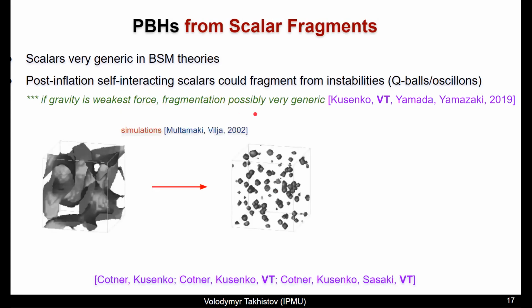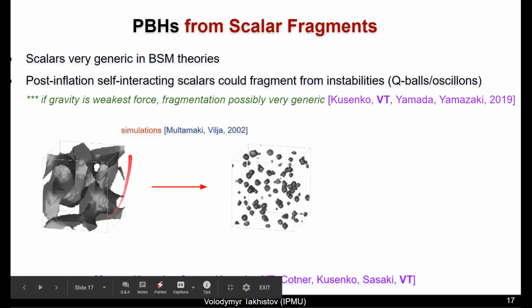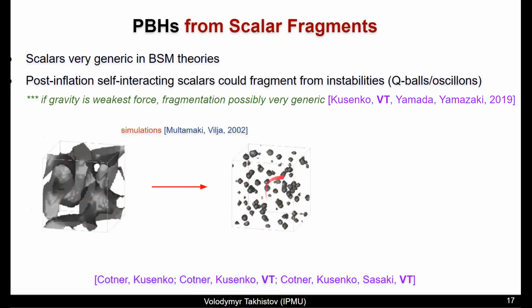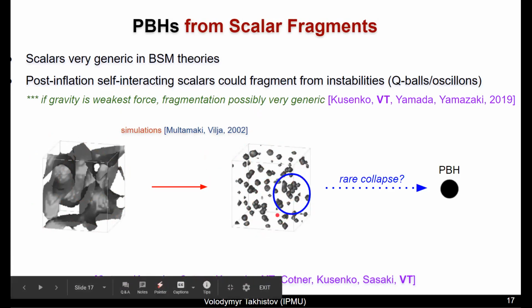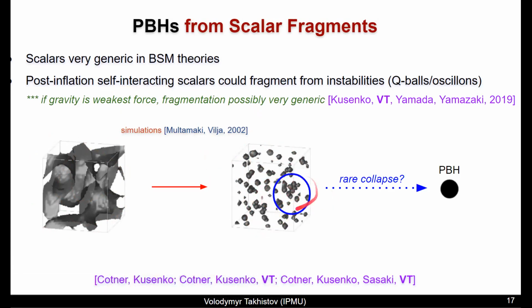Now, the basic idea is that you have some condensate, and then you run your time, and you see there are some stable fragments. And how can you now form your PBH? Well, since this whole process is stochastic, so sort of random, if you have some very lucky region where you have some very big overdensity, maybe it's possible to collapse to a PBH. So this is basically the idea.